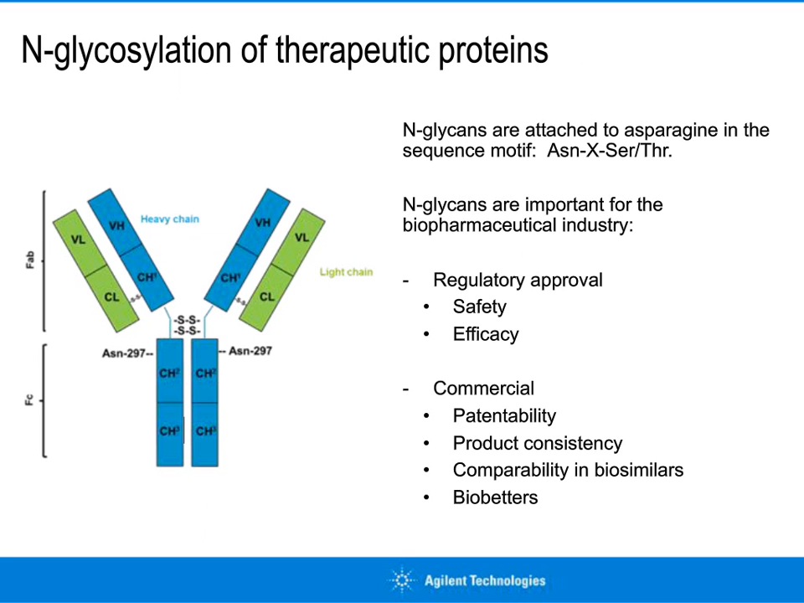N-glycosylation is therefore a critical quality attribute in monoclonal antibody development and production, and a thorough understanding of glycosylation can furthermore be helpful for IP reasons or for the purpose of demonstrating comparability for a biosimilar product.